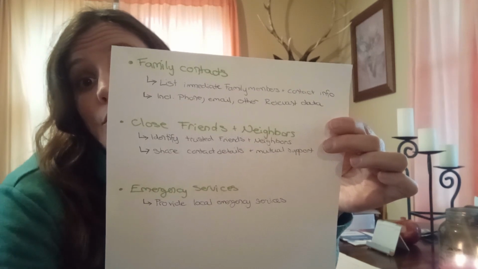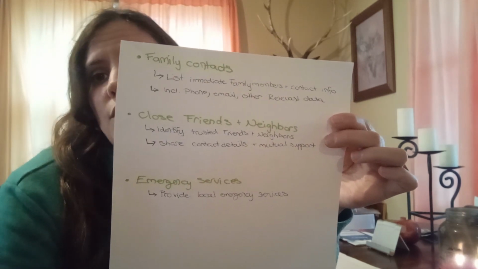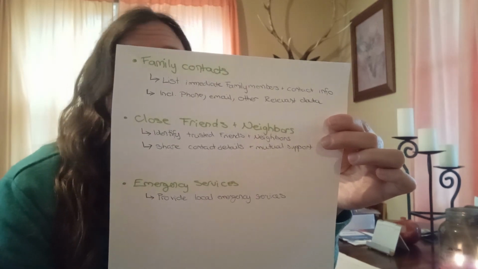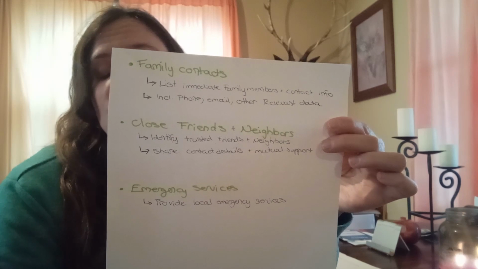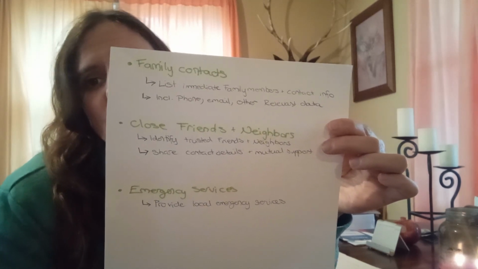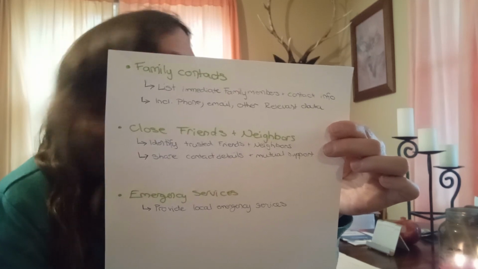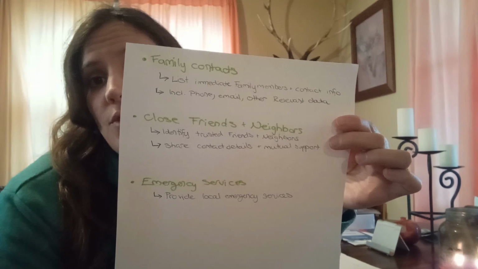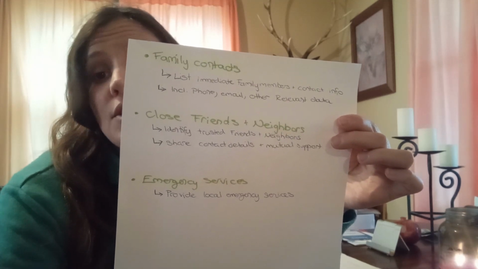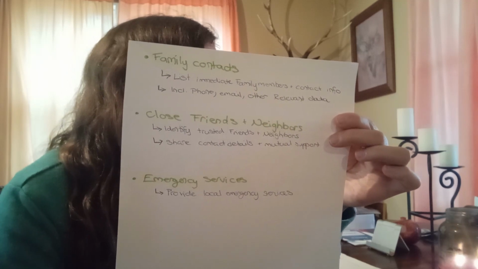Then name close friends and neighbors, especially friends and neighbors you collaborate with and you support each other in emergencies. Maybe you prep together and you trust them. Share contact information and data so in an emergency you can come together and help each other out and have a support system.